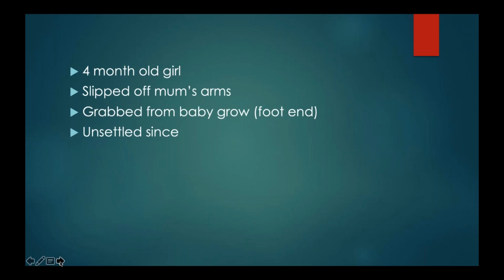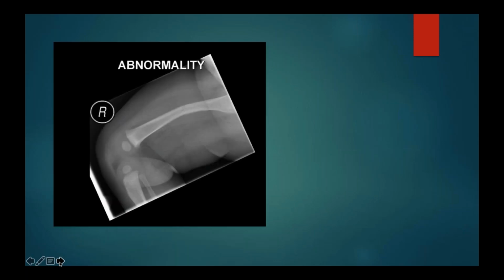But she's been unsettled since. So actually this mum came to A&E twice. On the first presentation, the colleague that saw them couldn't find anything. They did x-rays of the clavicles, they examined the upper part of the body. Mum came back later in the night because the baby was still unsettled. And at that point, we noticed that she wasn't moving her right leg as much, and we did this x-ray.